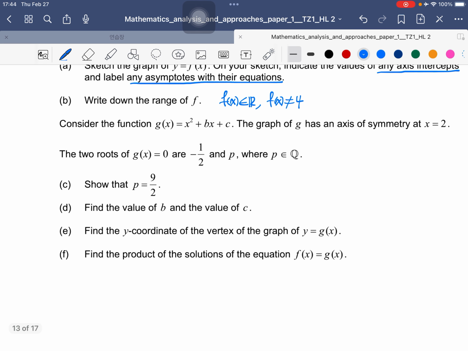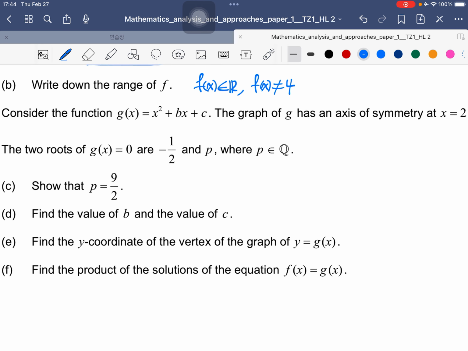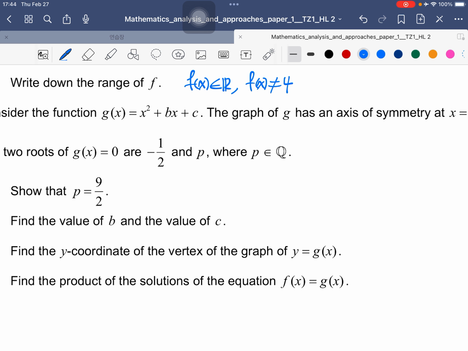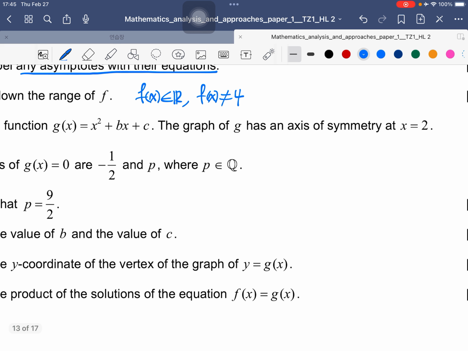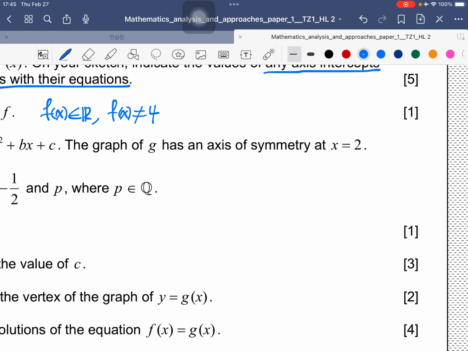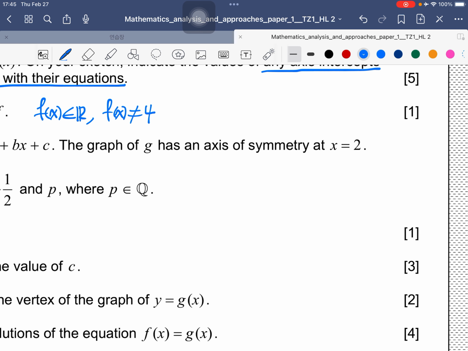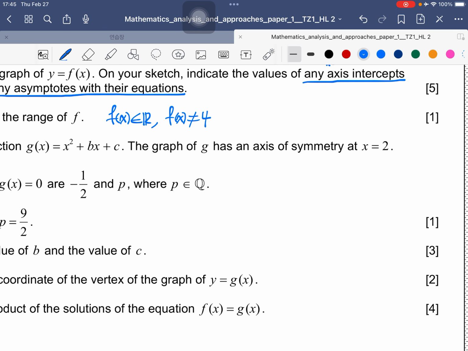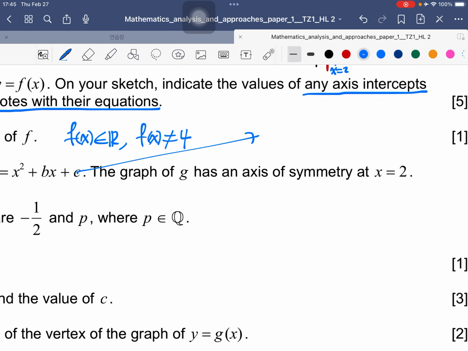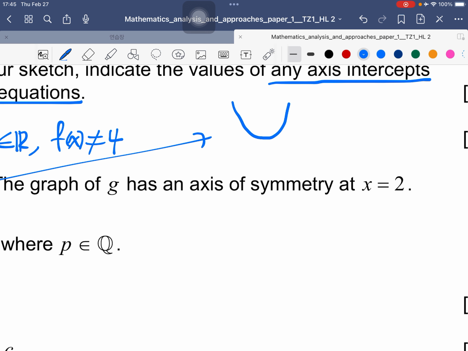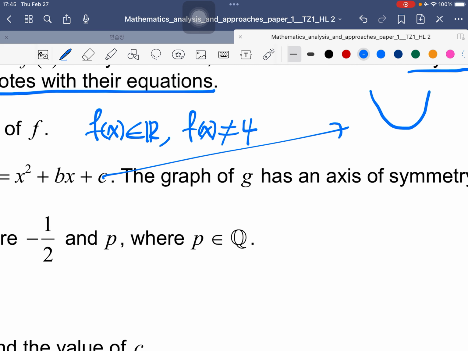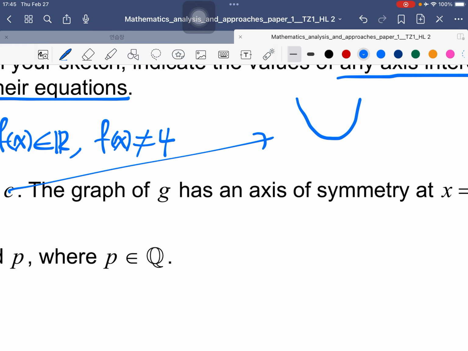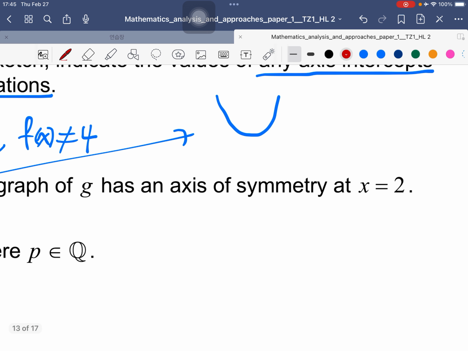Consider the function g(x), which is a quadratic function with the highest degree coefficient being plus 1. The graph of g has an axis of symmetry at x equals 2. Because this is a quadratic function, this graph here should look something like this, because the coefficient of highest degree is plus 1. An axis of symmetry is over here. This is when x equals 2.